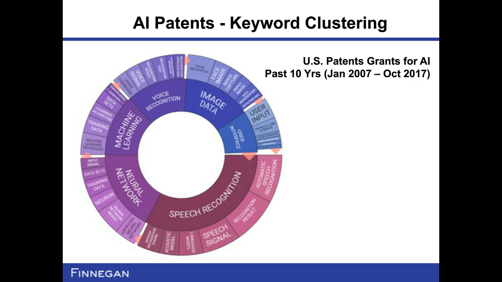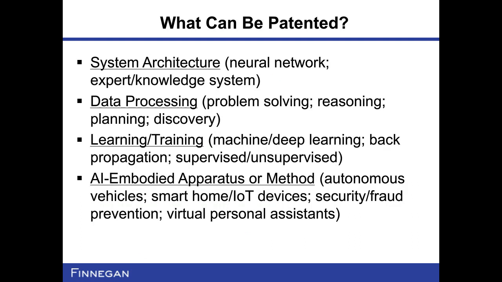Okay, next we're going to explore what can be patented. We've tried to put our thinking around what could be patented in terms of levels of sophistication or focus. So we have a couple examples here in the space of system architectures. Then we've looked at data processing, learning and training, and AI embodied apparatuses and methods.